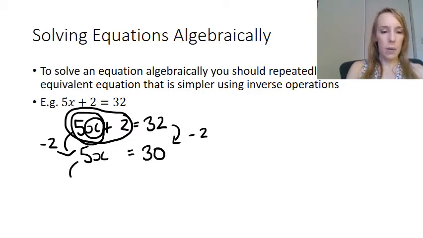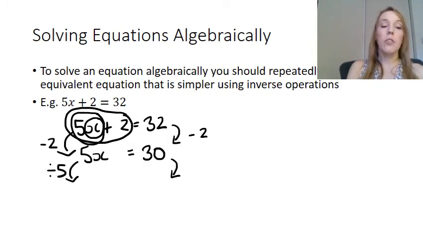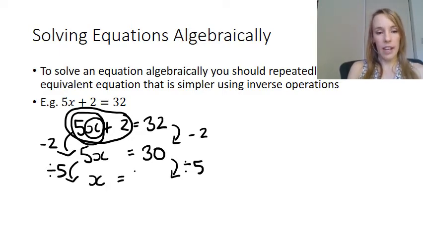So the next thing that we have to do to find out our x is get rid of that multiplied by 5. Sorry, the inverse of multiplying by 5 is dividing by 5. But remember, we have to do it to both sides to maintain those equivalent equations. So 5x divided by 5 is just 1x, and 30 divided by 5 is 6. So therefore x equals 6.